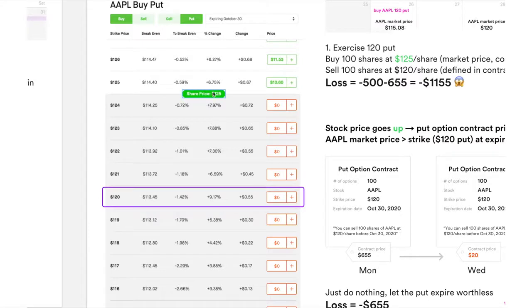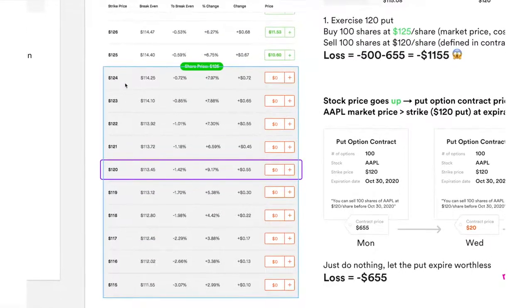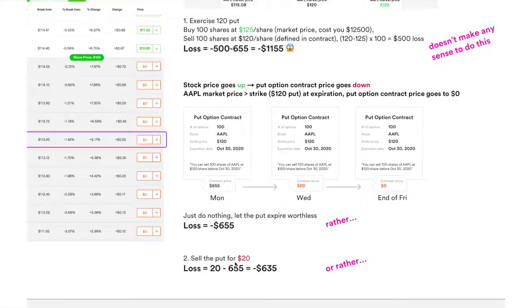This is what will happen on Friday on Robinhood. So you see the market price is 125, share price 125, and any put option at any strike price below 125, 124, 123, and so on, all of these are going to 0, including the 120 put that you have.